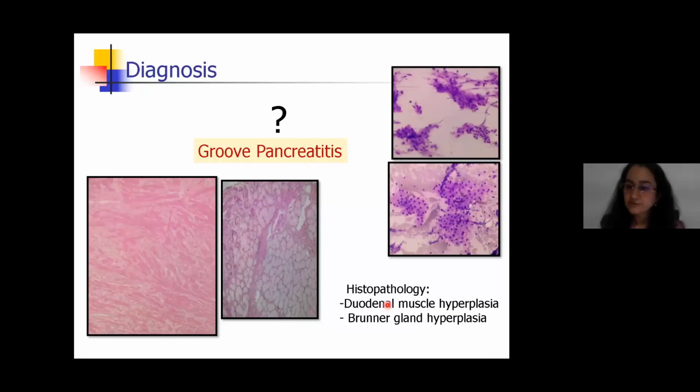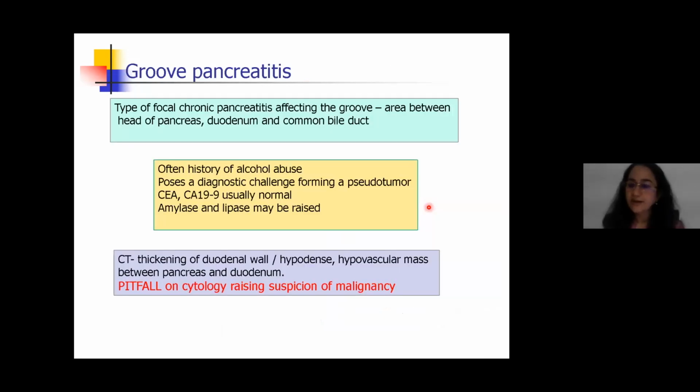So what is the diagnosis? This was a case of groove pancreatitis, which shows on histopathology the duodenal muscle hyperplasia, which is what we saw corresponding in the FNA smears, these spindle cell fragments, and Brunner gland hyperplasia, which we also saw in the FNA smears like this. So what is groove pancreatitis?